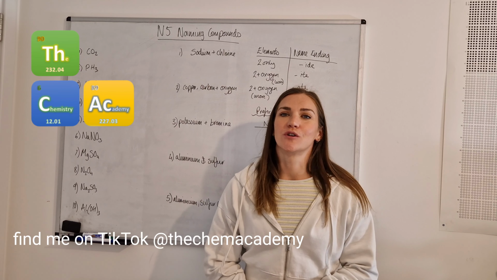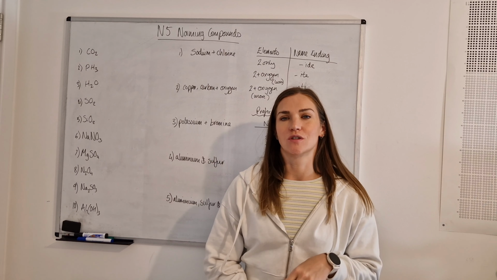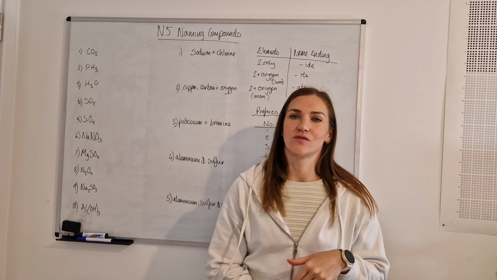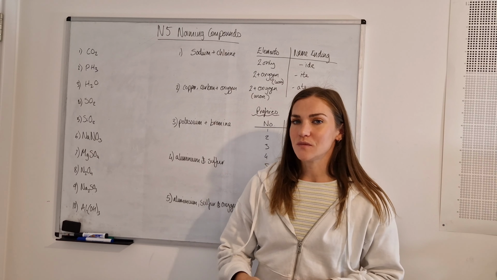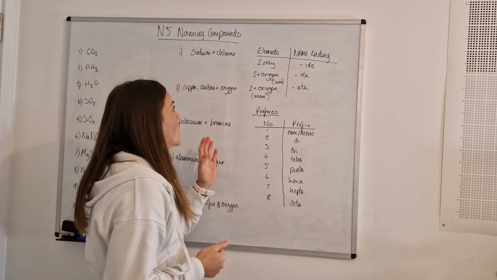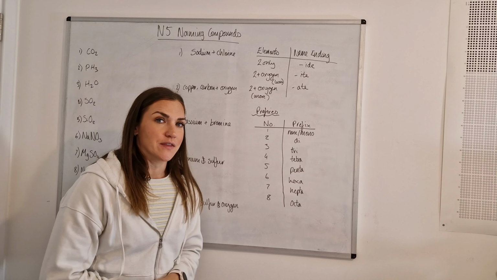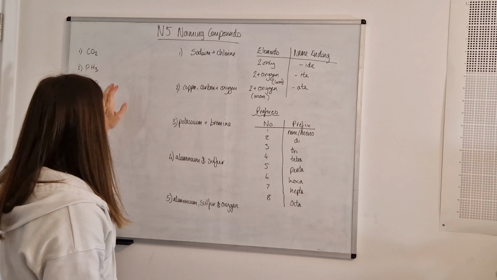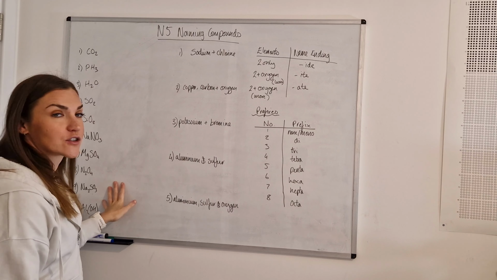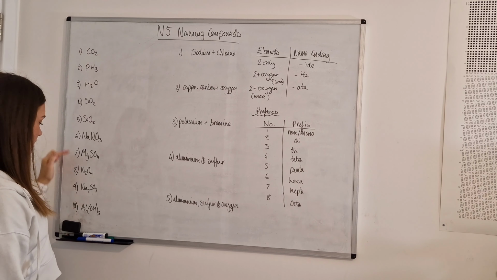In this video we're going to go over naming compounds, which is applicable to National 4 and National 5 chemistry. So we're going to start off with talking about naming compounds if we just know what elements are in them, and then we'll move on to naming the compounds if we're given actual chemical formula like these things here.